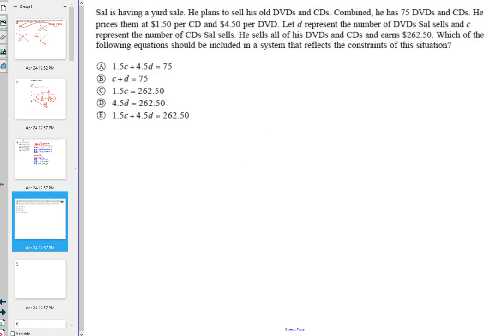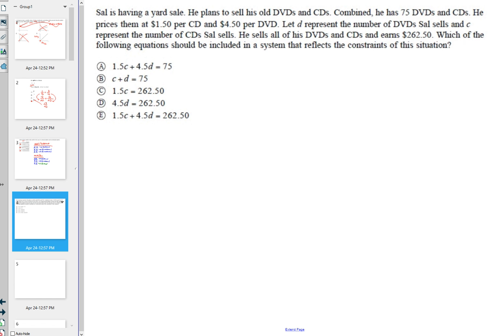Sal is having a yard sale. He plans to sell old DVDs and CDs. Combined, he has 75 DVDs and CDs. He prices them at $150 per CD and $450 per DVD. Let D represent the number of DVDs and C represent the number of CDs. He sells all of the DVDs and CDs and he earns $262.50. Which of the following equations could be included in a system that reflects the constraints?